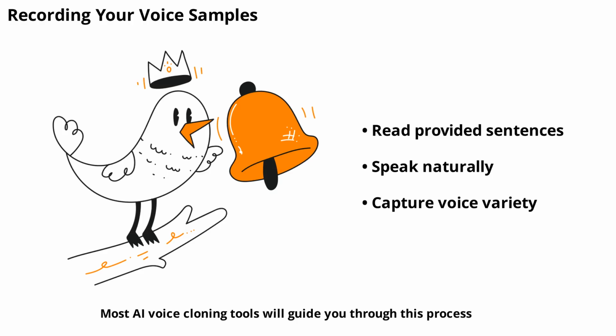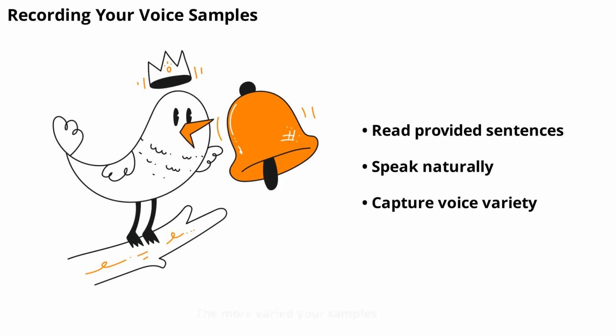Now it's time to record your voice. Most AI voice cloning tools will guide you through this process, asking you to read specific sentences or phrases. Aim for at least a few minutes of clear, natural speech. Speak at a normal pace and volume, and try to capture the full range of your voice. The more varied your samples, the better the AI will be at replicating your unique sound.